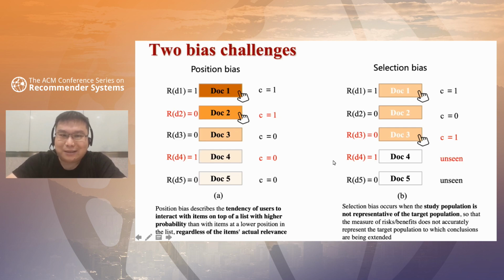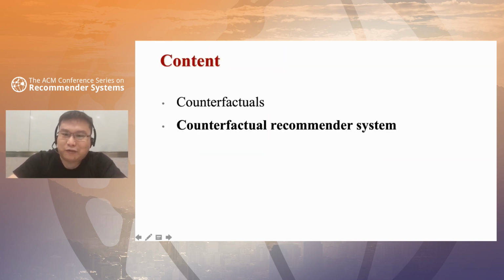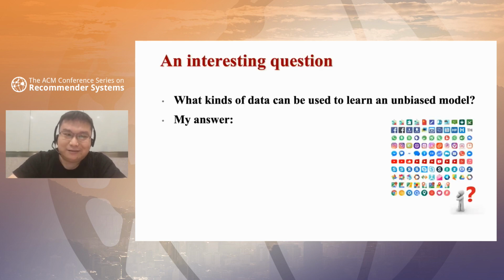Another important bias is selection bias. Selection bias occurs when the study population is not representative of the target population. Let's see the example. The previous recommendation model didn't expose document 4, so the user can't see it, although document 4 is also relevant. How to handle it? Let's see the counterfactual recommendation system technology.